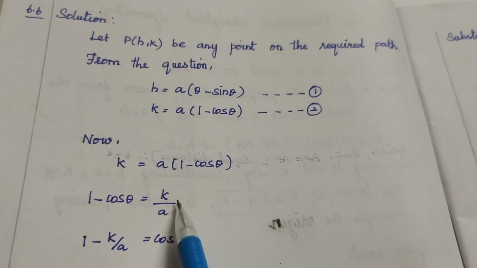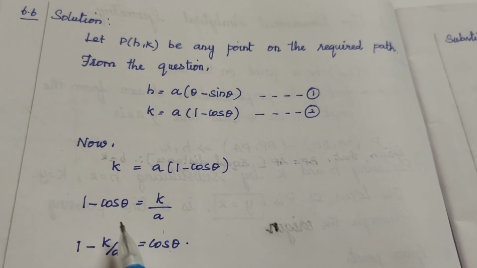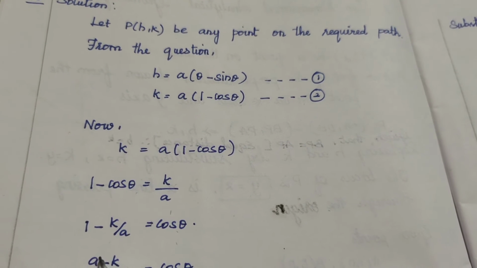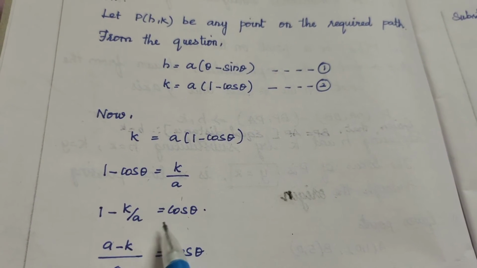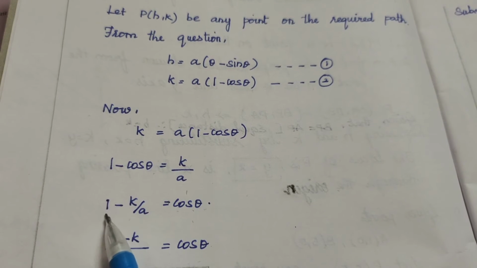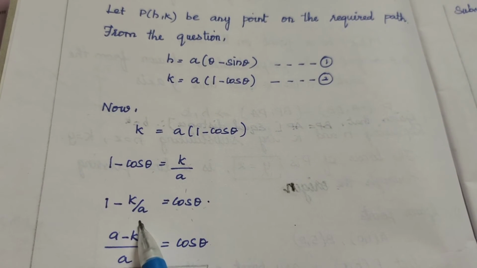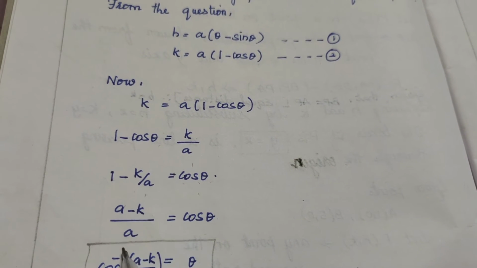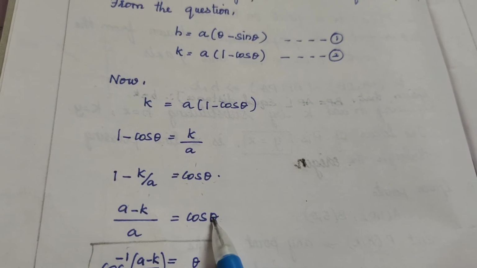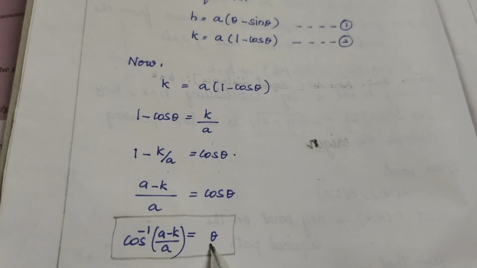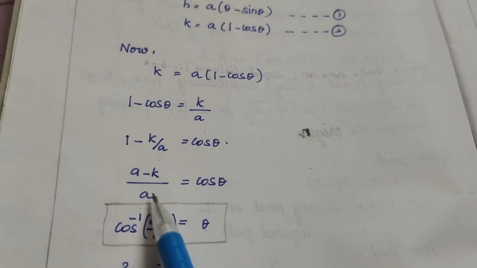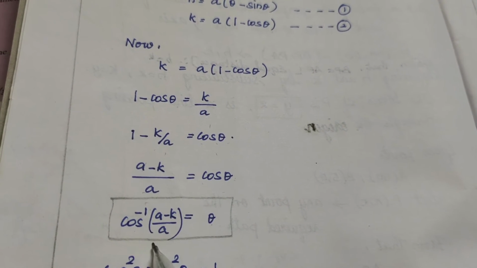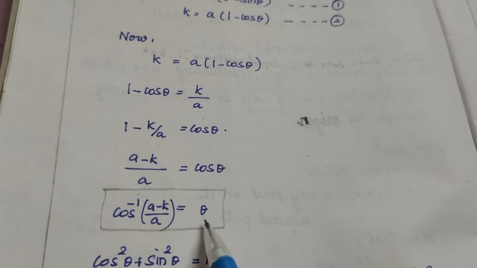Keep this 1 minus cos theta as it is and bring this a to the left hand side, that becomes k by a. Then bring the cos theta to the right hand side and k by a to the left hand side: 1 minus k by a equal to cos theta. Here we have a whole number and a fractional number, so we take the LCM, that becomes a minus k by a equal to cos theta. We have to find the value of theta, so keep theta as it is, bring the cos to the left hand side, it becomes cos inverse of (a minus k by a) equal to theta.